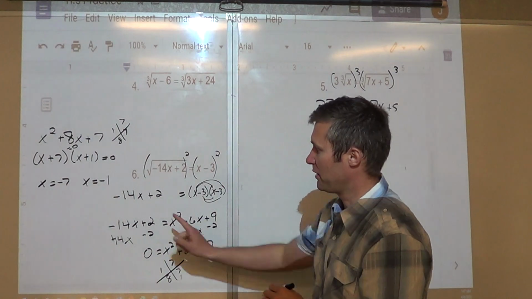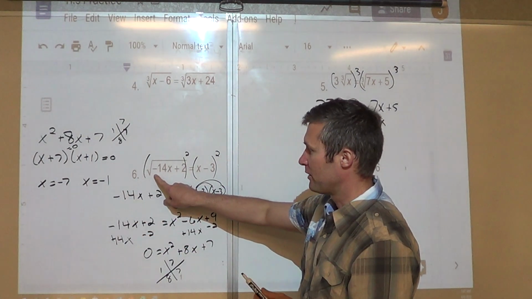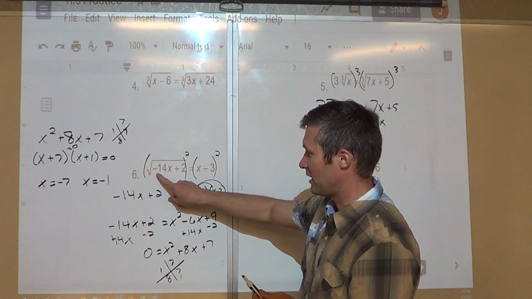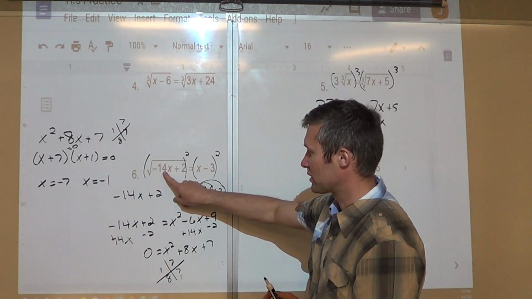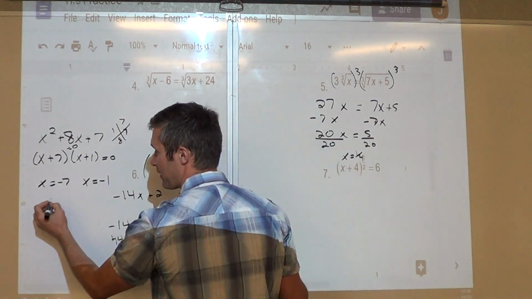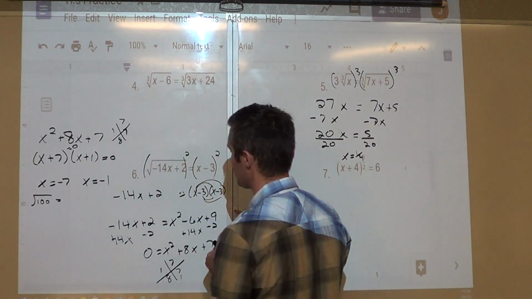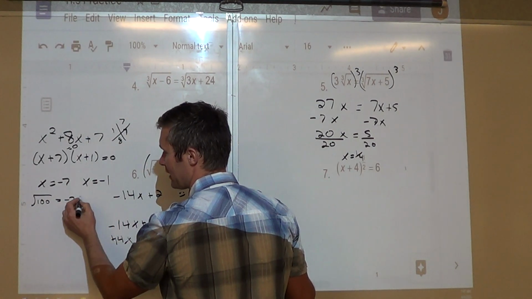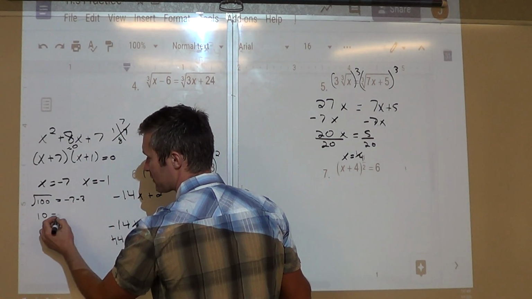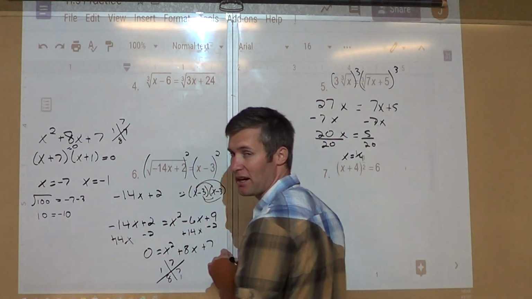Now, here's the issue. If you actually plug in negative 7, so negative 7 times negative 14 is 98. 98 plus 2 is 100. So if I plug it in, I get the square root of 100 equals negative 7 minus 3. So that would be 10 equals negative 10. Okay, that can't be. That's not correct.